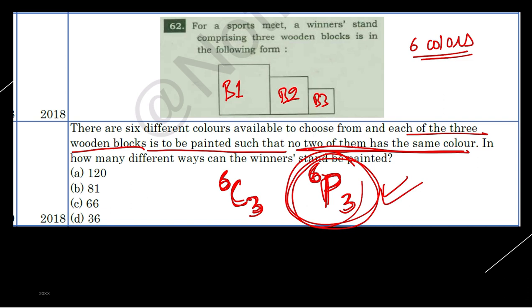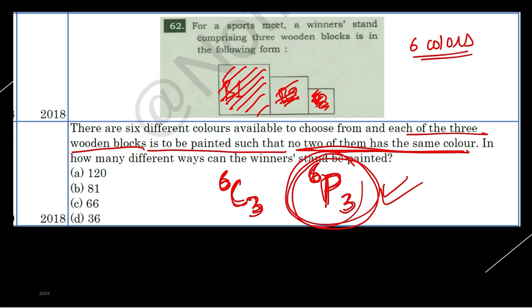Why? 6P3, because the position of the color matters. Why? Because block number 1 is a bigger block, block number 2 is a smaller block, block number 3 is an even smaller block. So whichever block we are painting, the position of the color matters, or the arrangement of the color matters. And that is what we have learned in the video on permutation, where if the arrangement matters, then it is a permutation case.